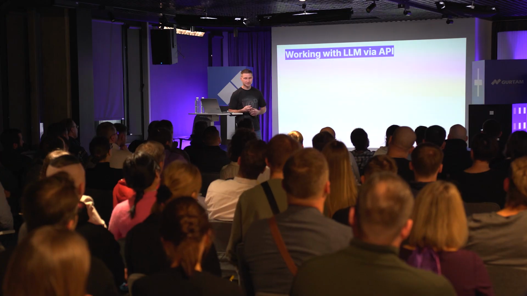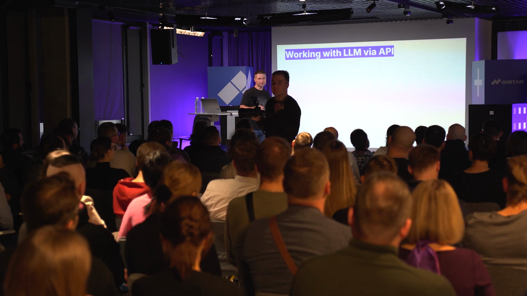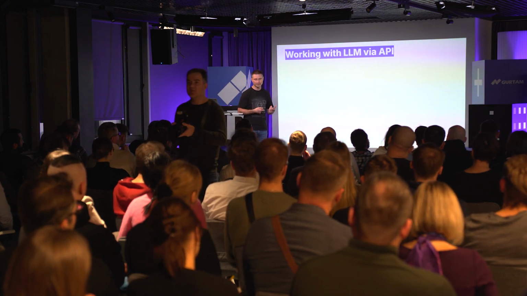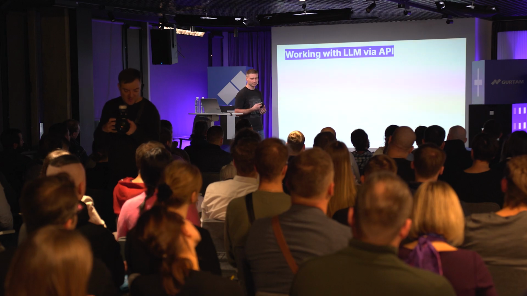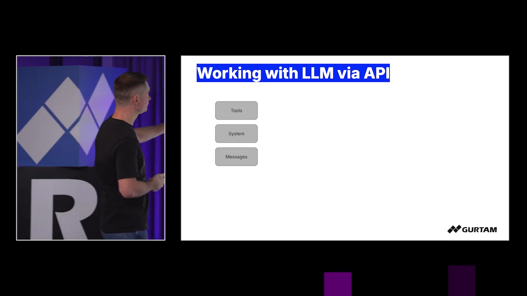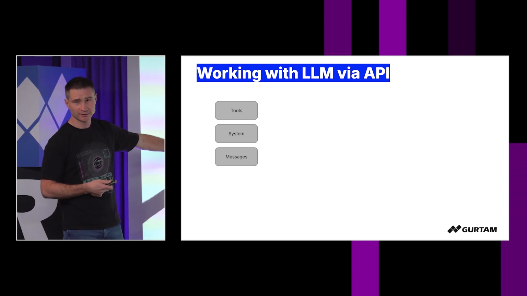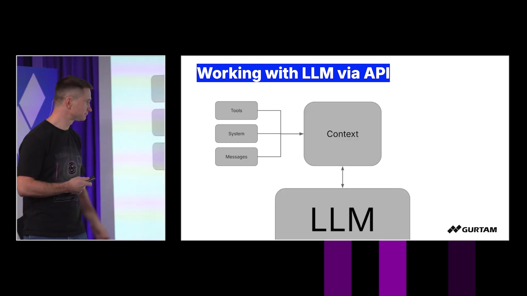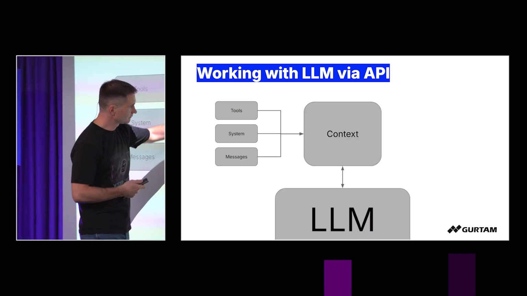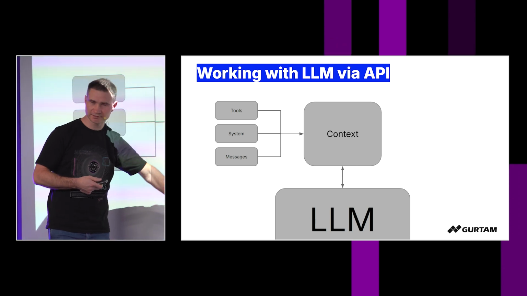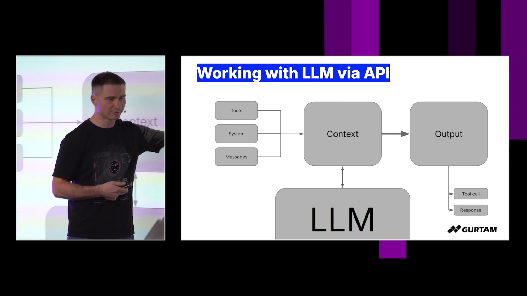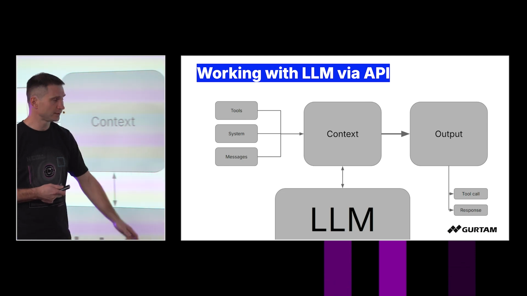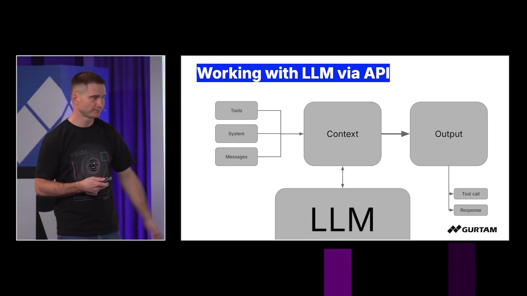Now the second part of my presentation, it's more about the technical part. So let's look in detail at how working with the LLM looks when we are using the API. We have 3 input parameters: tools, system, and messages. When you call any LLM to give you a chat completion, these 3 parameters go into the context. Then there is black magic with the LLM. In the end, it provides you with some output, and this output can be a tool call or a response.